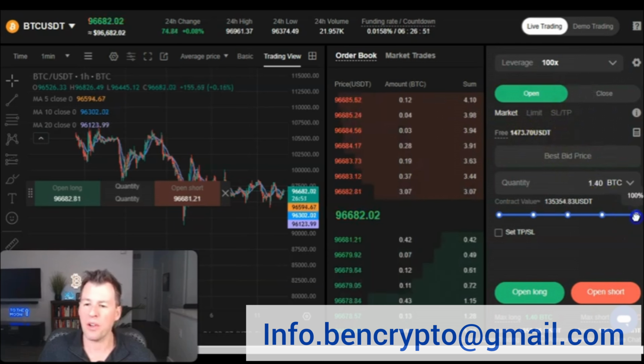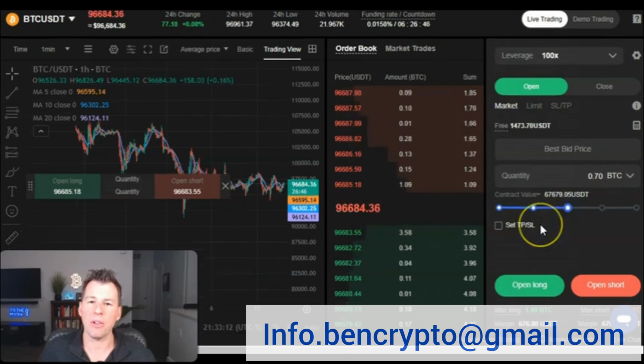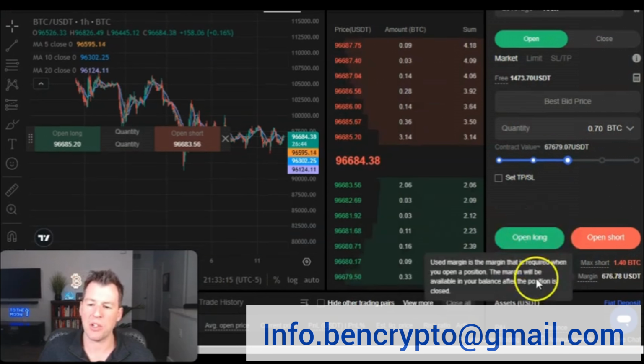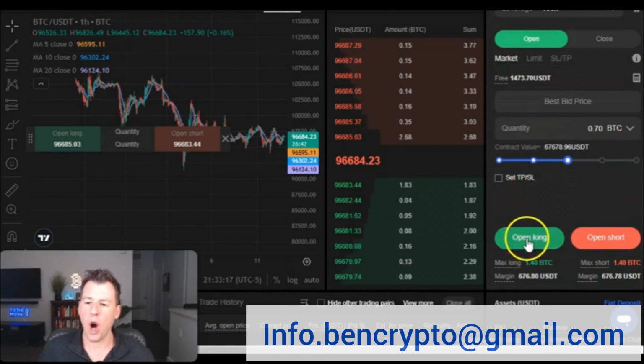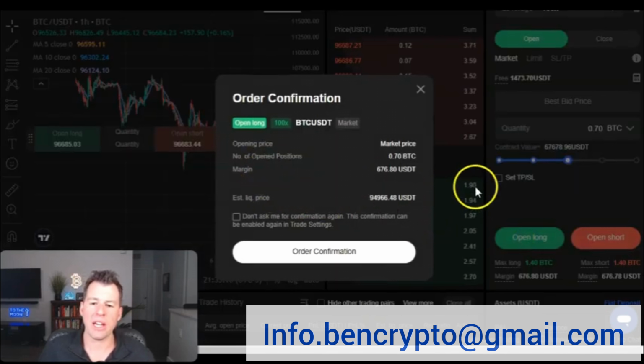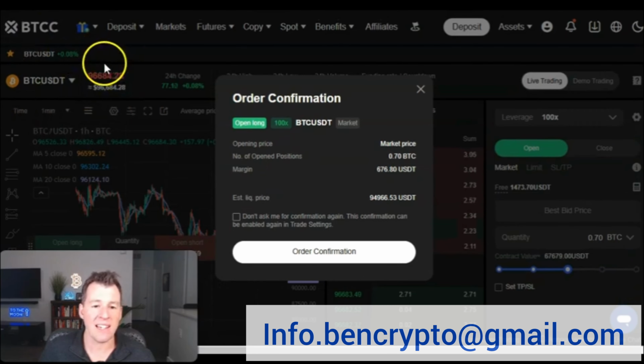Now, if I want to toggle this halfway, let's go like 0.7 BTC, then the value of the collateral is going to have to be a little bit less. So it's $676. So then to click open long, click that, then you get your liquidation price. So right here, it says a liquidation price of about $95,000. The current price of Bitcoin is $96,684. So that's something I can live with.